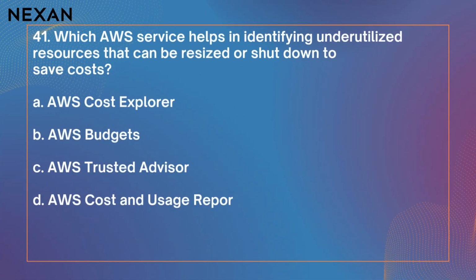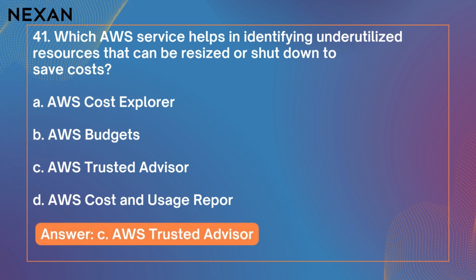41. Which AWS service helps in identifying underutilized resources that can be resized or shut down to save costs? A. AWS Cost Explorer. B. AWS Budgets. C. AWS Trusted Advisor. D. AWS Cost and Usage Report. Answer: C. AWS Trusted Advisor.